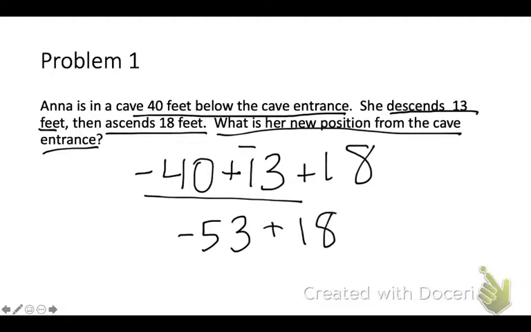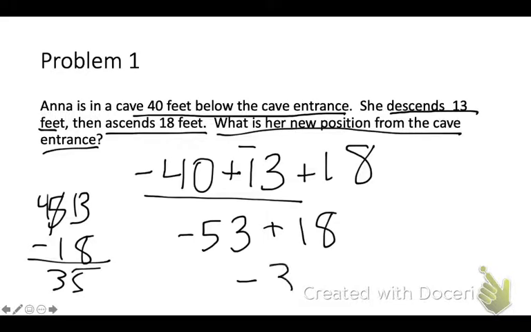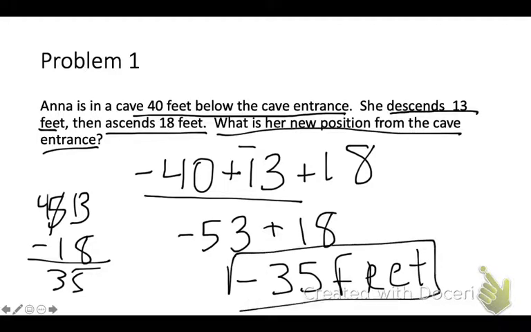Then when I'm adding different signs, I subtract and I keep the sign of the larger number. The larger number is 53, so my answer will be negative. Then I'm going to do 53 minus 18. So 35. So negative 35 feet. I'm okay if you don't write it in a sentence, but you need to label your answer.